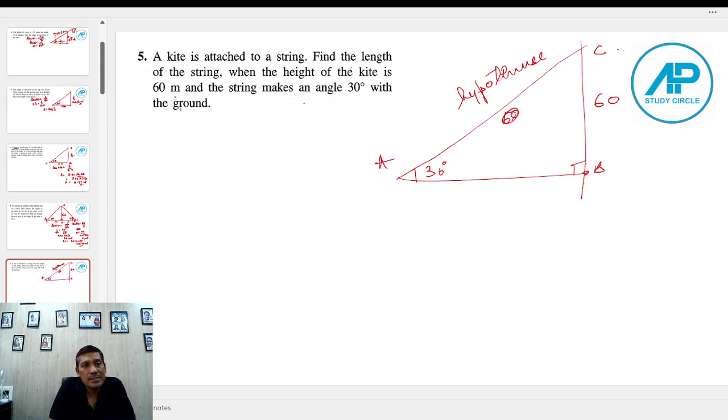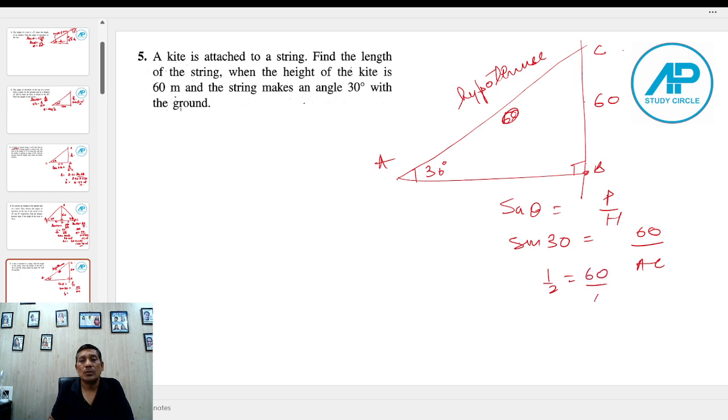I hope you understand this. Now you need to find the length of the string. So perpendicular and hypotenuse are involved here, and I have only one ratio for that, that is sine theta is perpendicular upon hypotenuse. Sine 30 equals 60 upon AC. It is 1 upon 2 equals 60 upon AC.